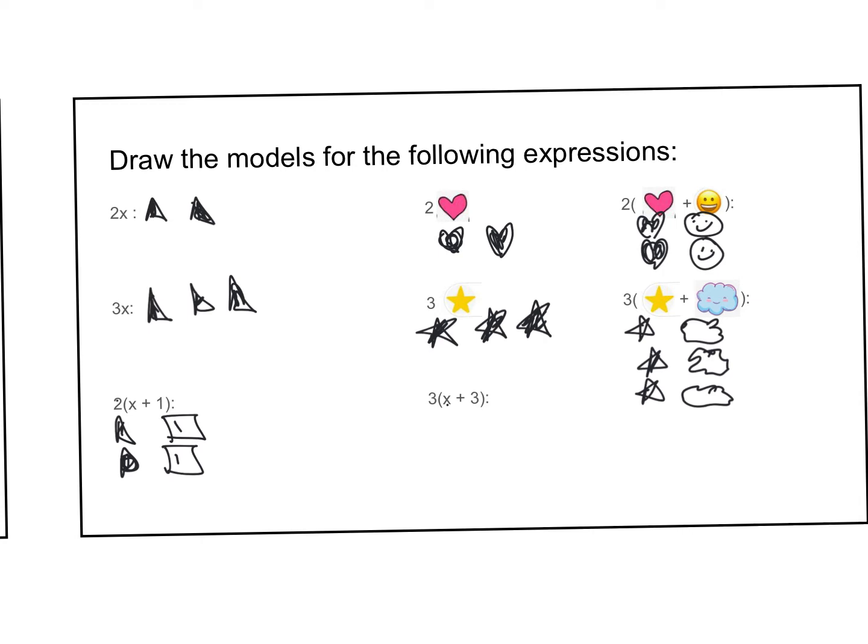So if we look at this, x plus 3 is going to be a triangle and a block of 3, but it's going to be this in 3 groups. So it's going to be another triangle and a block of 3, and another triangle and a block of 3.